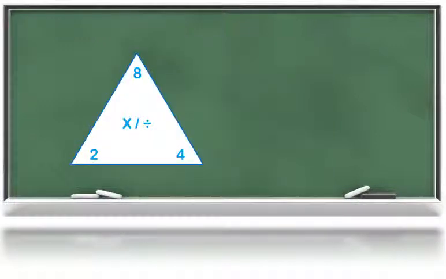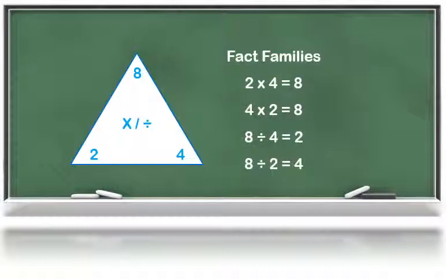Now that children have a good understanding of the 2s, 4s, 5s, and 10s basic facts, they are ready to apply these facts to dividing by 2s, 4s, 5s, and 10s. Triangular flashcards are a great tool that can be used to help develop basic facts and compare the relationship between multiplication and division. Here are all the different facts that can be explored on this triangle.